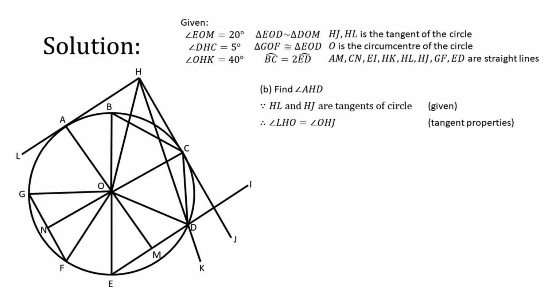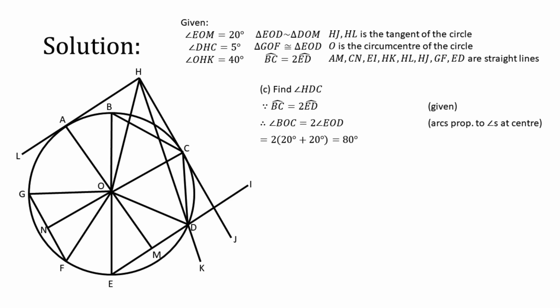Since given HL and HJ are the tangents of the circle, we can get that angle LHO is equal to angle OHJ. To find angle AHD, we would need to note that angle OHJ is formed by angle OHK plus angle DHC. And since both of them are given, with some simple evaluation, we can get that angle AHD is 85 degrees.